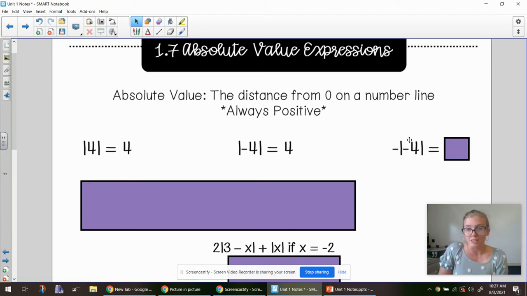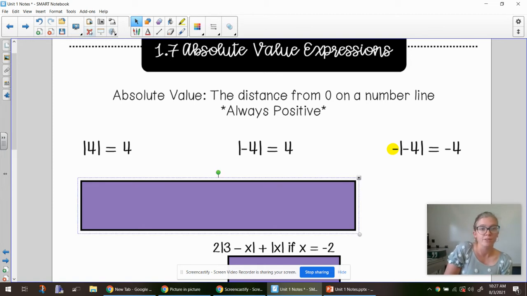Here we have the absolute value of negative 4, but there's another negative sign on the outside. This tells us to evaluate the absolute value and then multiply by negative 1. So the absolute value of negative 4 is positive 4. Positive 4 times negative 1 is negative 4. So the only way the answer could be negative is if there's this extra negative sign on the outside.